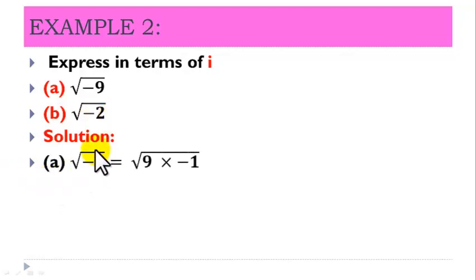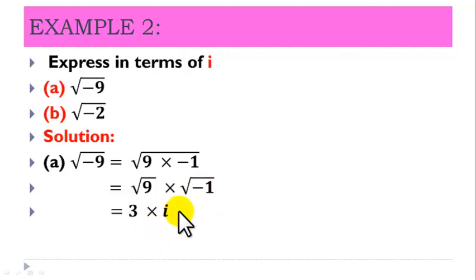A. Square root of minus 9 can be expressed as square root of 9 times minus 1. This can further be expressed as square root of 9 times square root of minus 1. But square root of 9 is 3 and square root of minus 1 is i. So this is equal to 3 times i, which is 3i. So square root of minus 9 is equal to 3i.